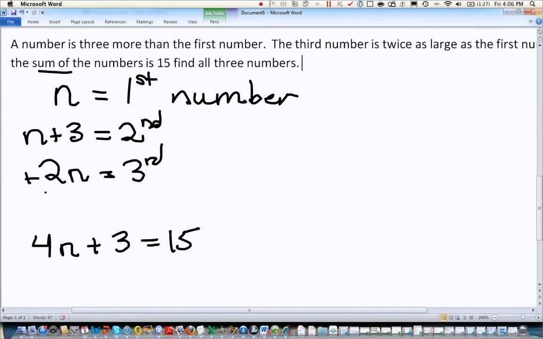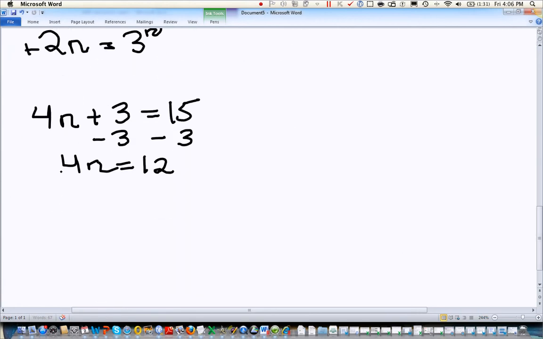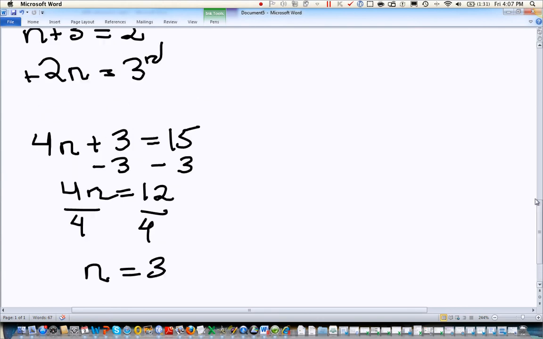So I added them all up. I'm then going to solve for n. And get 4n is 12, 15 minus 3. And lastly, divide by 4. Now just be careful, you are not done yet. Even though you have found that n is equal to 3, I do have to find all 3 numbers.